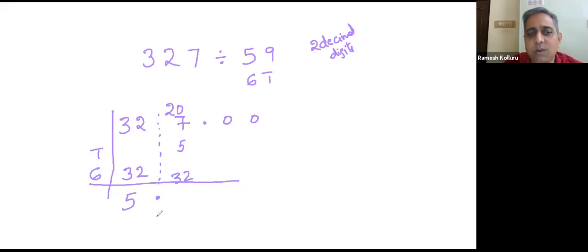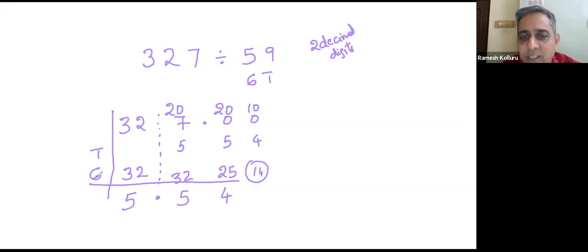Again 32, right? So 6 5s are 30. 2 passed, 20. 5 1s are 5, right? So here I'm getting 25. So 6 4s are 24. 10 passed, plus 4, 14. So here once I observe the 14 is more than half of 6, if I want to approximate, I approximate this as 5 5.